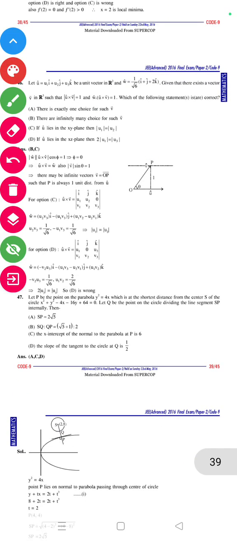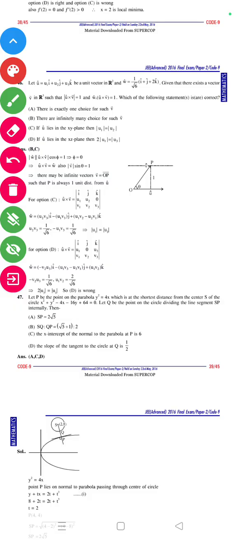The next question: let u = u1 i cap + u2 j cap + u3 k cap be a unit vector in R³ and w = 1/√6 (i cap + j cap + 2k cap). Given that there is a vector b in R³ such that |u × b| = 1 and w · (u × b) = 1, which of the following statements is correct? So |w||u × b| cos φ equals 1 and φ equals 0.